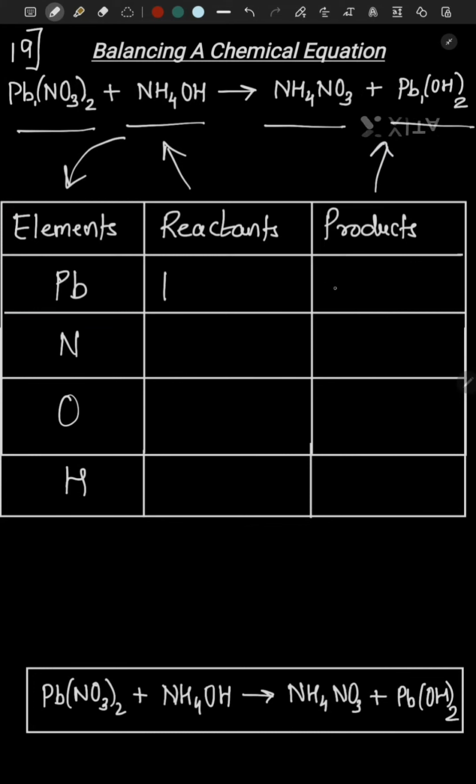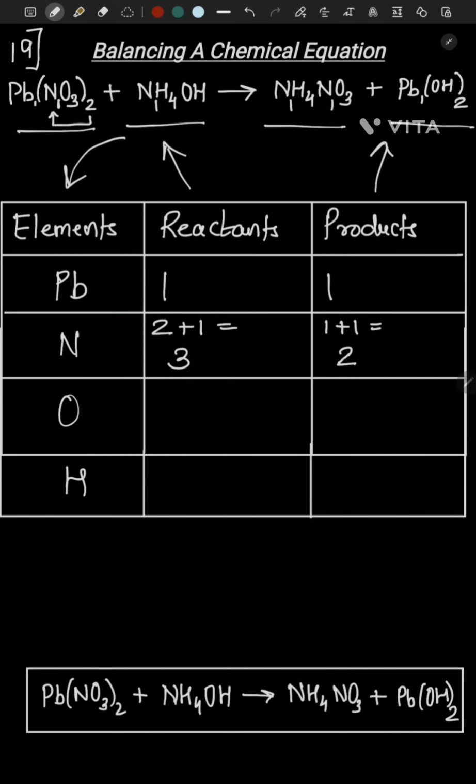Similarly, lead is 1 on the product side too. Nitrogen: we have 2 inside, but we have a bracket, and outside the bracket we have this 2. So this 2 is there for both. So nitrogen over here is 2, but we have one more nitrogen in the other second reactant, that is 1. The total becomes 3. Just like that, on the product side we have 1 nitrogen here and 1 more nitrogen here. So total 1 plus 1 is equal to 2.